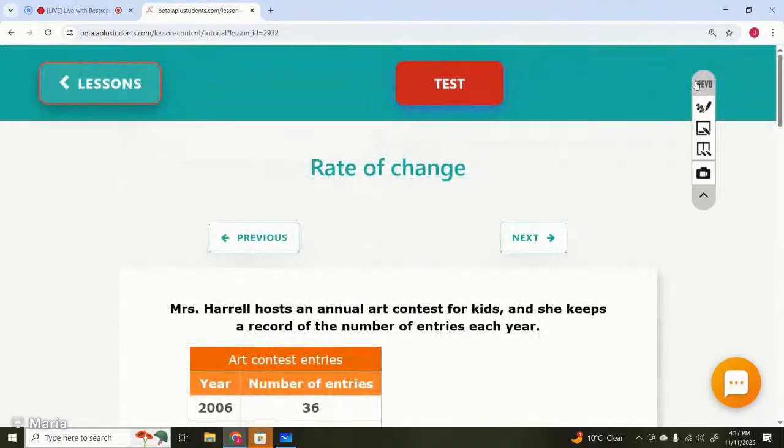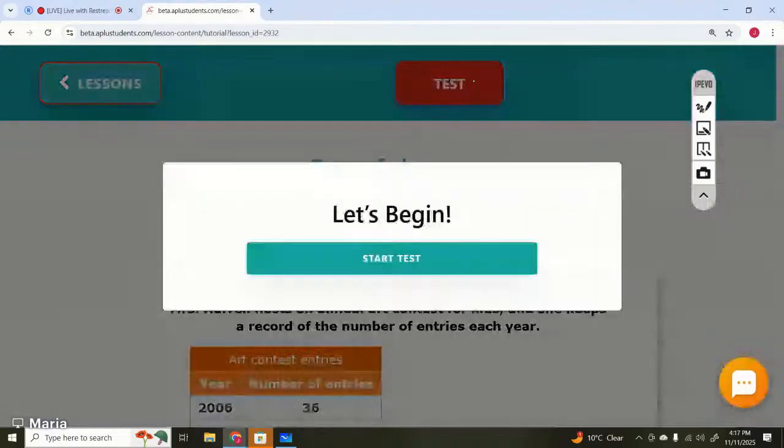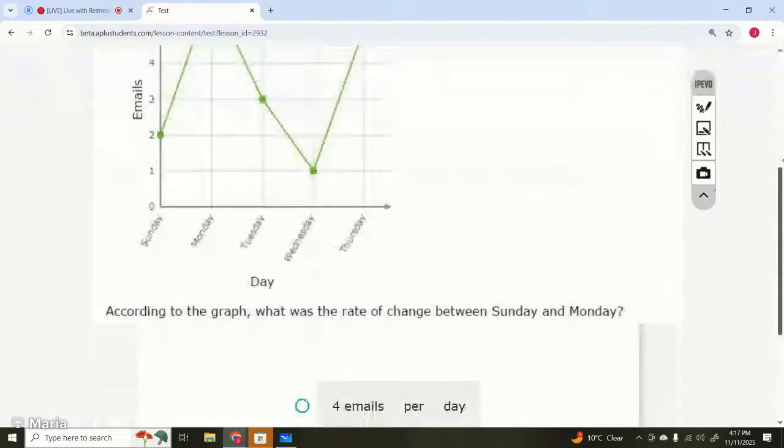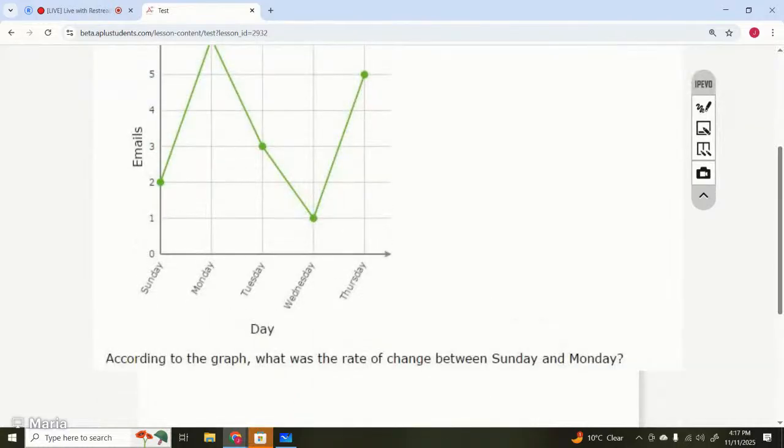Let's just start with the test questions. Rachel kept a tally of the number of emails she received each day for a week. According to the table, what is the rate of change between Sunday and Monday?